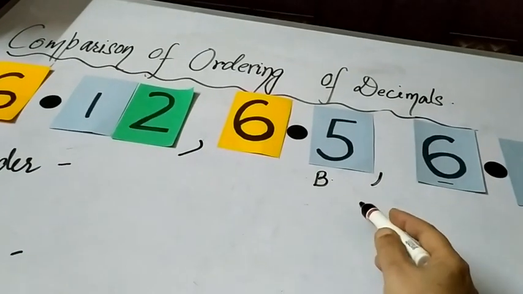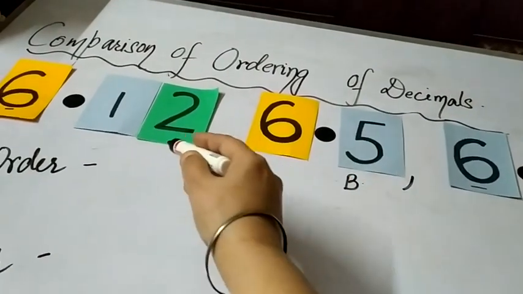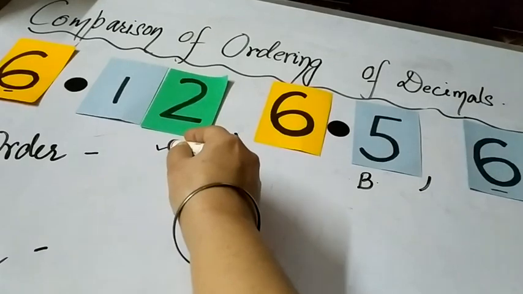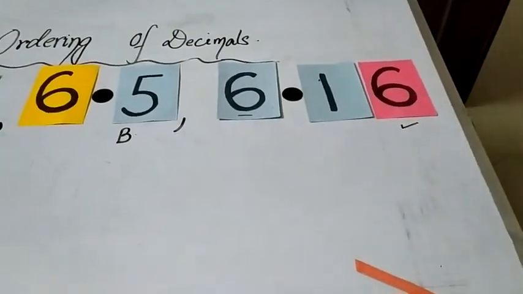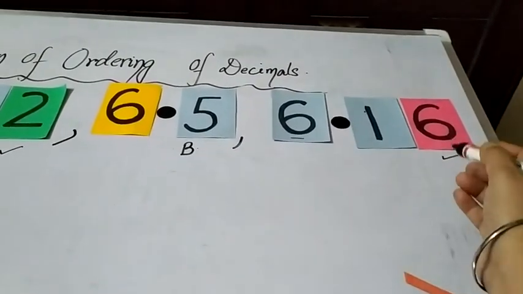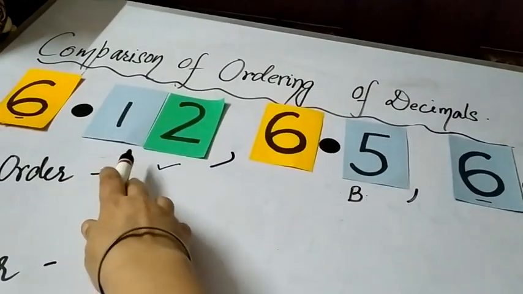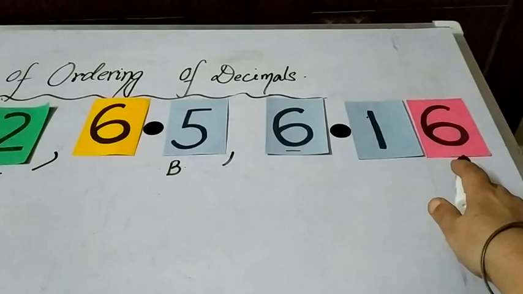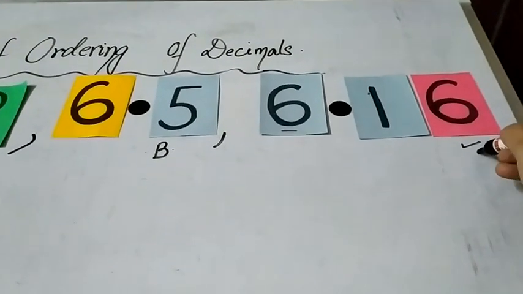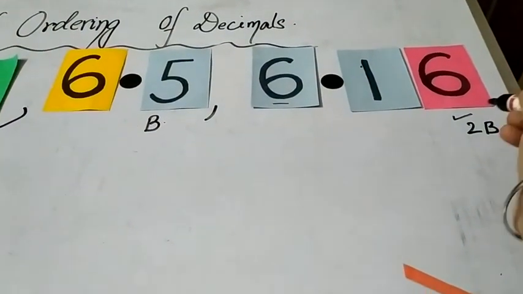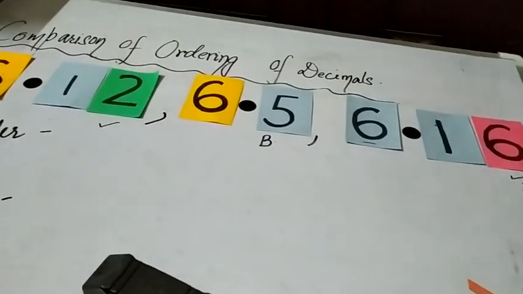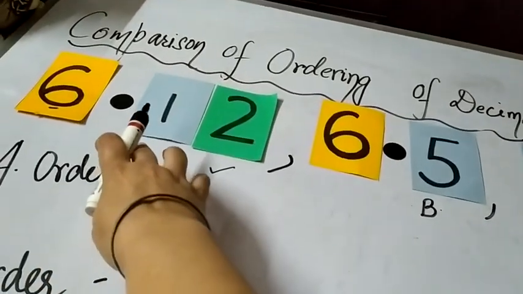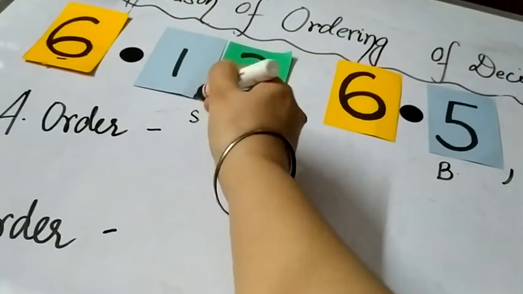This one we know is the biggest one. So now we will start comparing the next digit. Here it is 2 and here, after 1, it is 6. So which one is bigger out of these two? Here this one is the second biggest number. Okay. Now it means this one is left, so this is the smallest number.